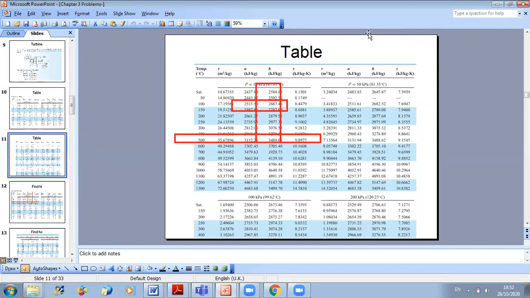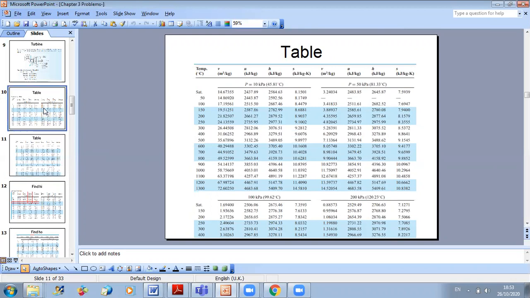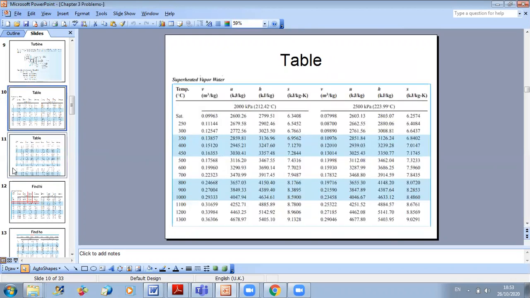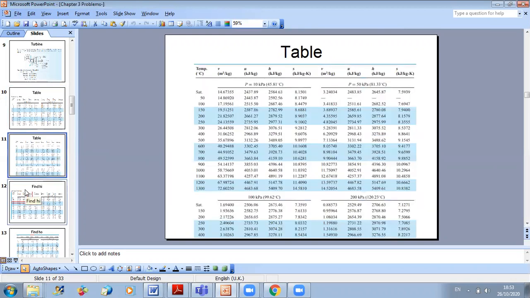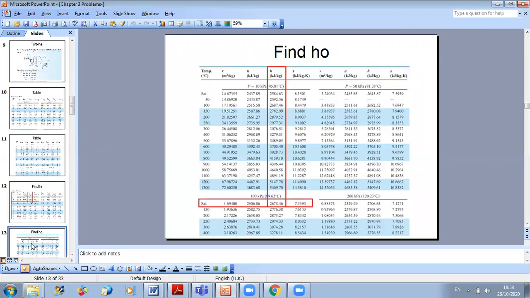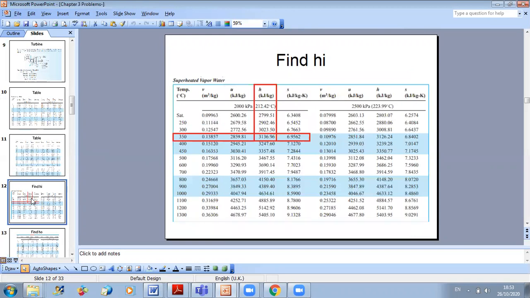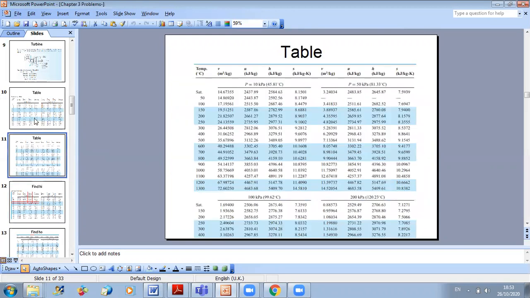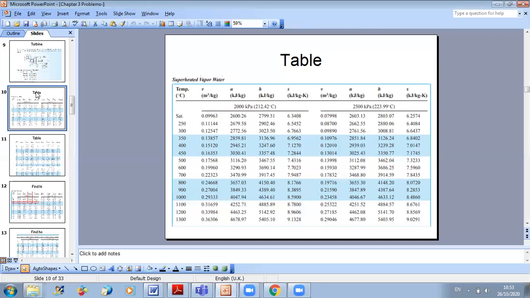If we go to the saturated table of water, no, we are still in the superheated table. Yes, one second, let me check. So I don't know if maybe the table by error is not here.